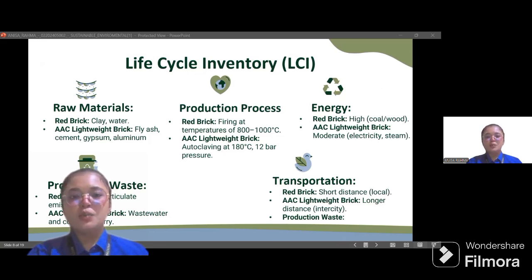And then the next part is energy. For red bricks, as mentioned, the production of red brick requires high energy consumption due to the firing process and high temperature.